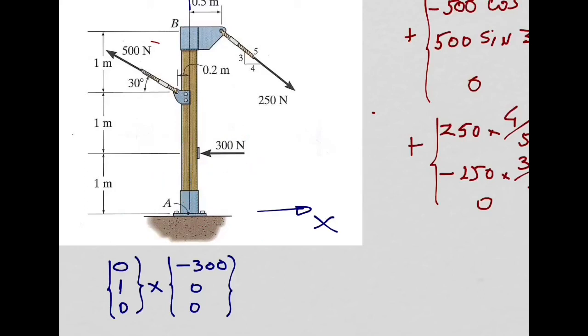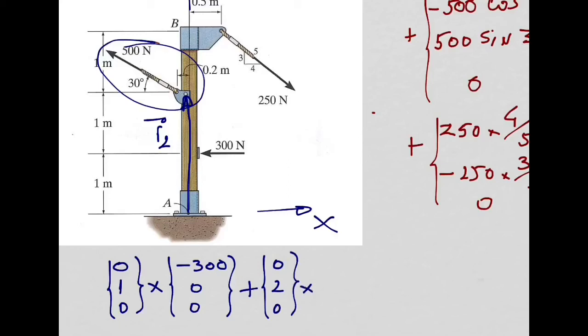Now, for the other forces, we can do it a bit quicker. So I need to add now the moment produced by this force. Let's focus on this one now. I need to include first the position vector, starting at point A and going all the way until this point. This is my position vector, R2. I need to define this position vector. What is the x component? 0. What is the y component? 2. What is the z component? 0.